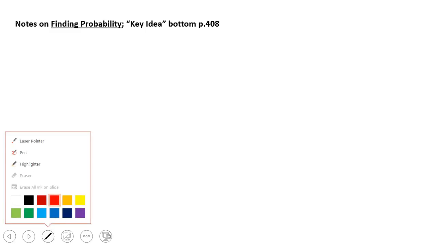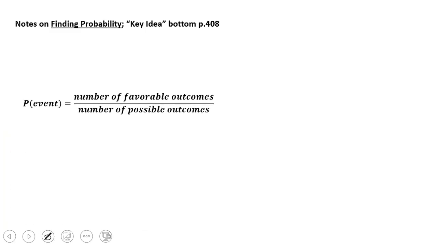Let's dig right in and find some probability in video number 2 on probability, lesson 10.2. So ladies and gentlemen, you did some reading. You took some notes from page 408, and you wrote down the very important thing. Mathematically, how do we find probability? That's right. Probability of some event is equal to the number of favorable outcomes over the number of possible outcomes.